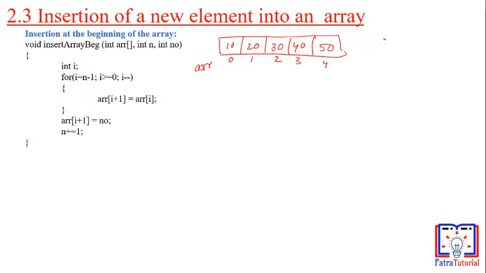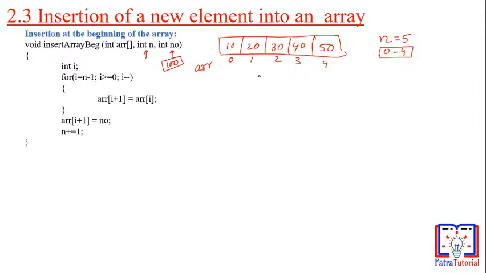And n equals what right now? This is the size of the array. And this is the number to be inserted. Suppose I am sending here 100, insert 100 at the beginning of the array. Now n equals what? n is 5, so the index will start from 0 to 4. So 0 to n minus 1, that is 4. The index ranges from 0 to 4.